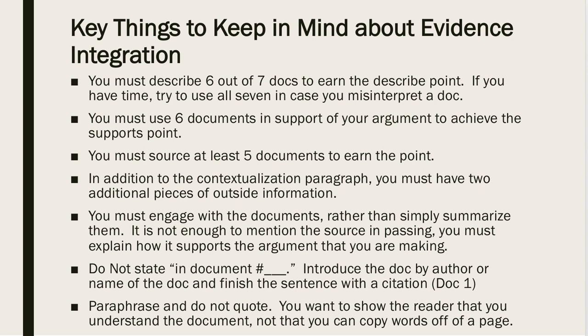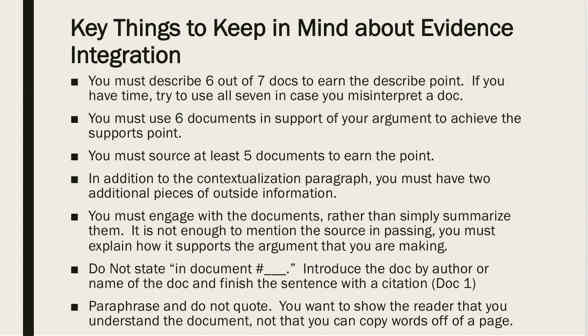However, it's a timed writing situation, so if you have the time, try to use all 7 documents. That way, in case you misinterpret a document, you have a little insurance policy and you can still get the point. You must use 6 documents in support of your argument to achieve the supports point. So the same thing goes here. If you only introduce 6 documents and you omit one document completely in your essay, and then you misinterpret one of the documents, now you've only accurately described and supported 5 documents, and now you can't get the full points.